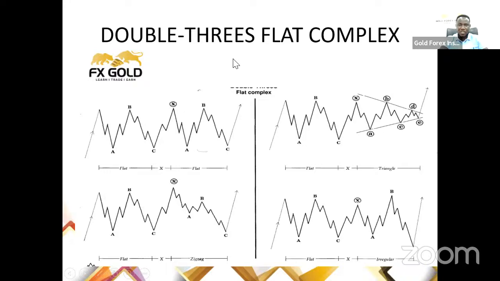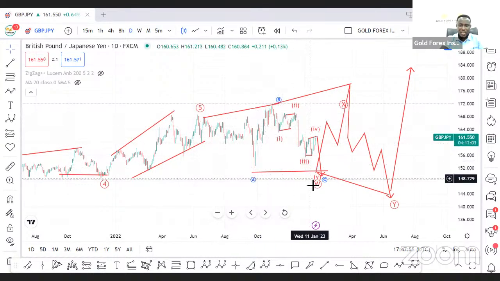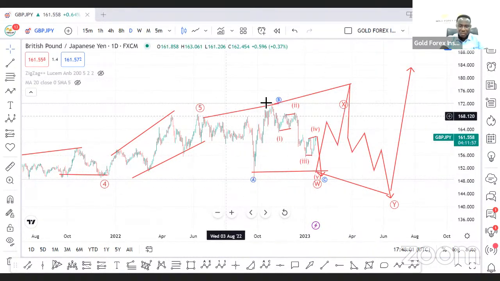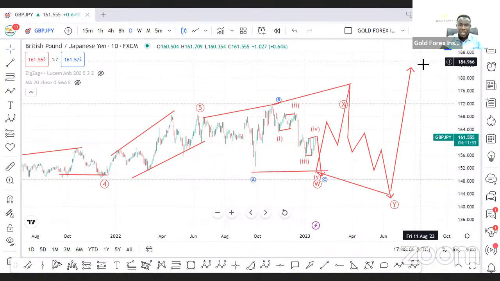So when we go here, we have here ABC. So A, B, C, X, and then move down, to form a complex irregular flat correction, then the up move. So that's what I'm thinking for pound JPY.